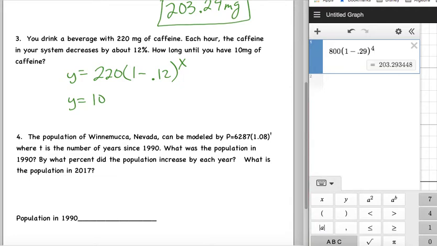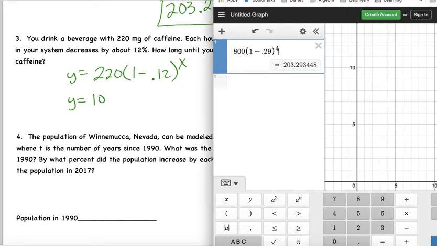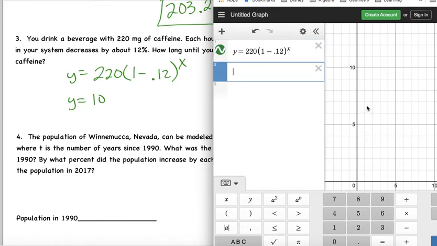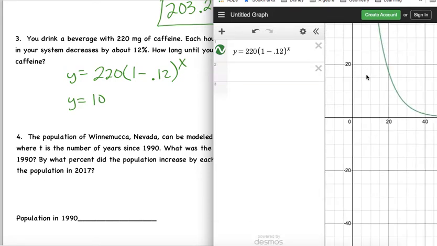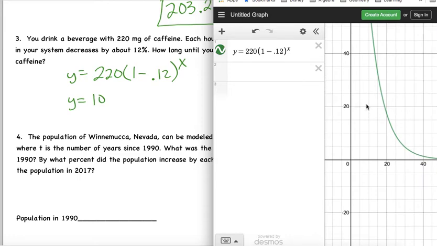So over here in Desmos, I'm going to move it over so we can see the graph. We're going to make it y equals, and I'm going to make this 220, and then 1 minus 0.12. And then our power needs to be x. And notice that you can't really see it. So that is something where you're going to need to zoom out. So here we go. I've zoomed out some so I can see the graph now.